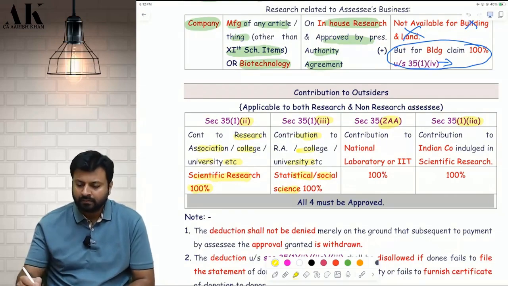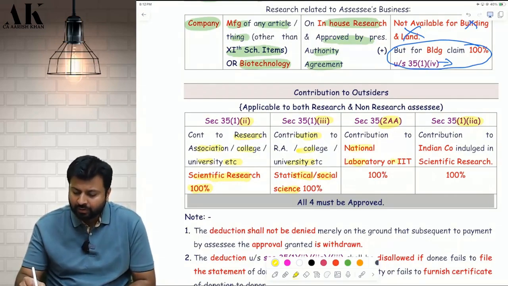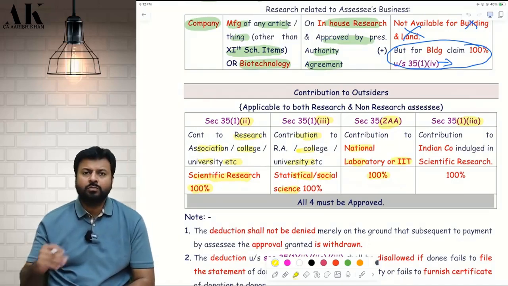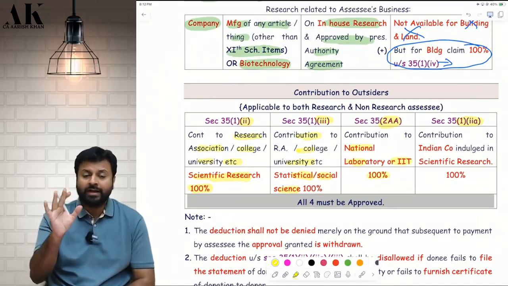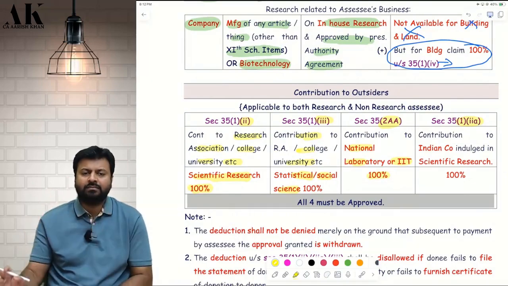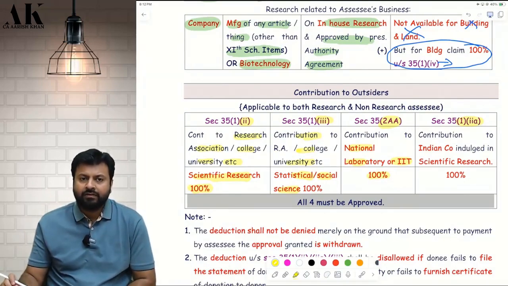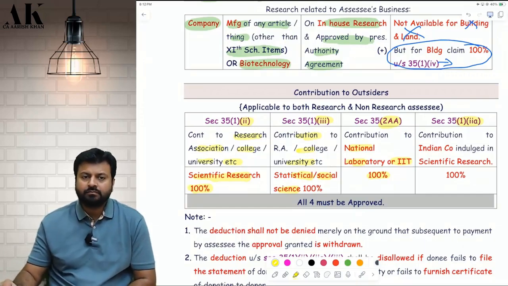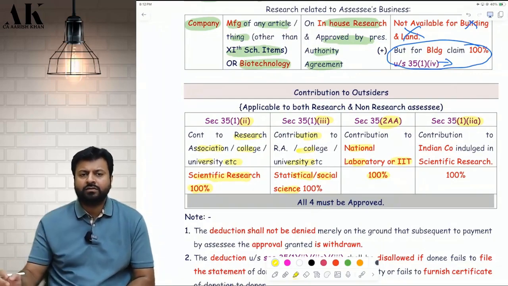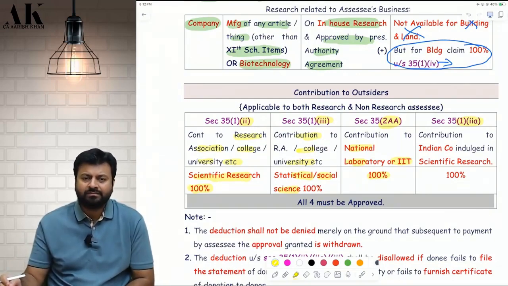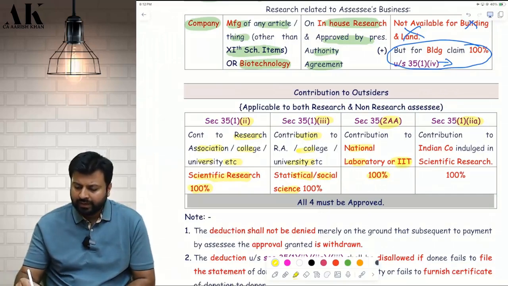Third, if you are giving a donation to a National Laboratory or IIT, 100% deduction. Are you clear? Please tell me, if you are giving a donation to whom? National Laboratory or IIT, 100% deduction will be given to you. Are you clear? Indian Institute of Technology, 100% deduction.